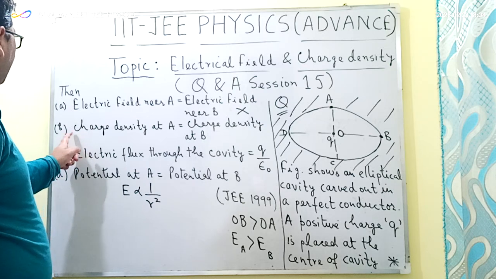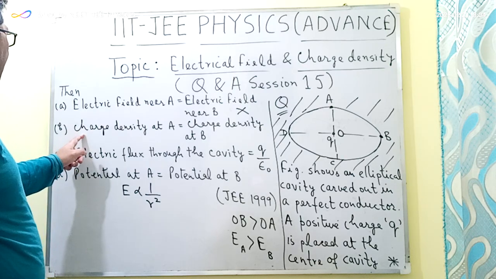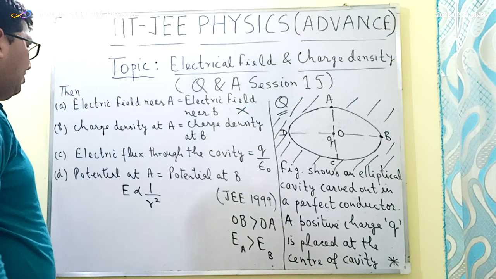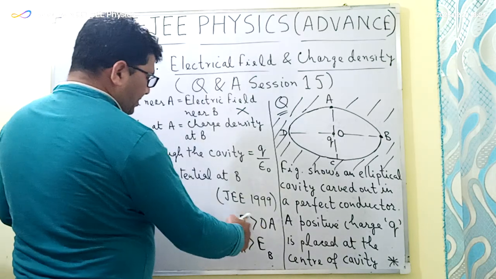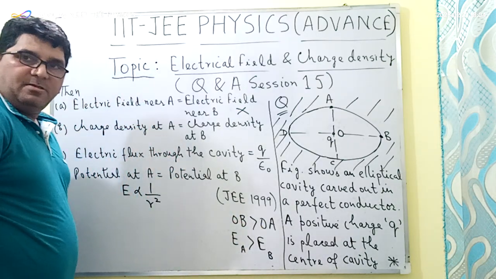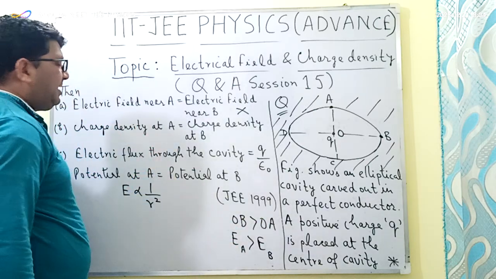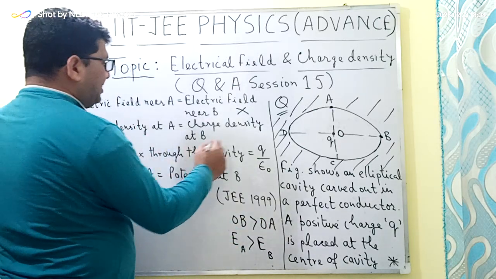Now let's come to the second option, that is the charge density at A is equal to the charge density at B. Now here, since OA is not equal to OB, here OB is greater than OA, so here the charge density at A will not be equal to the charge density at B.